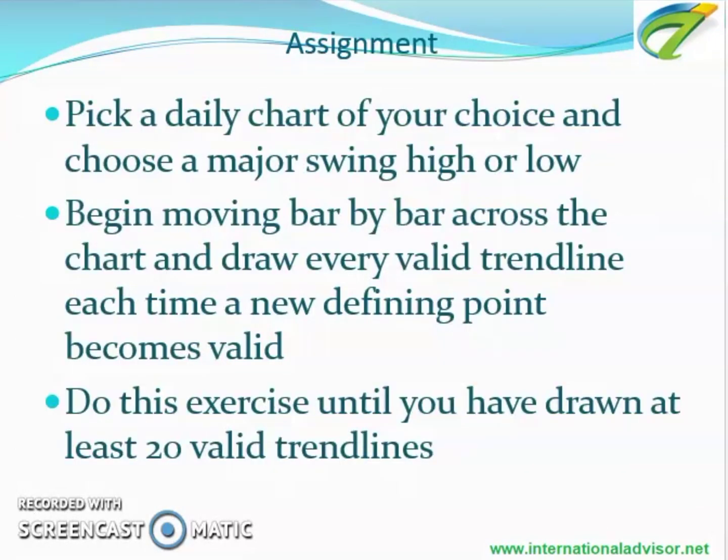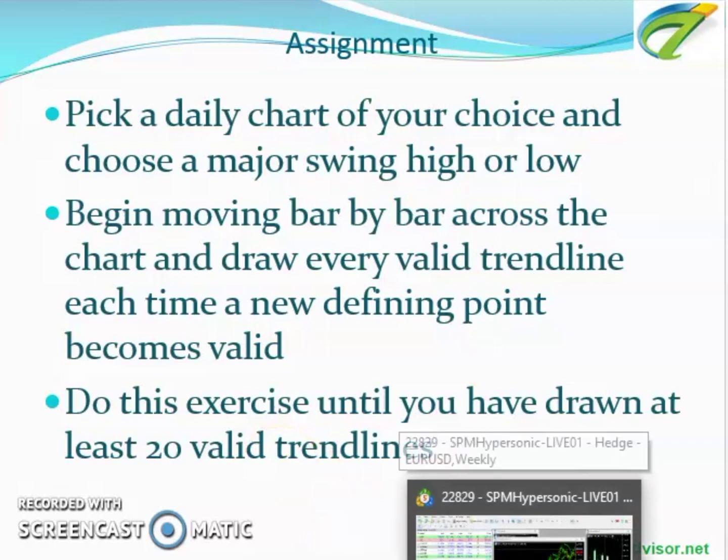Assignment: pick a daily chart of your choice and choose major swing highs or lows. Begin moving bar by bar across the chart and draw every valid trend line each time a new defining point becomes valid. Do this exercise until you have drawn at least 20 valid trend lines. Before jumping to the summary, let me give you a real example.